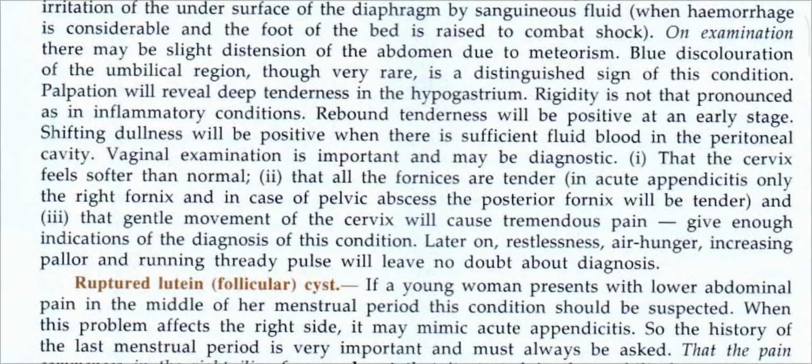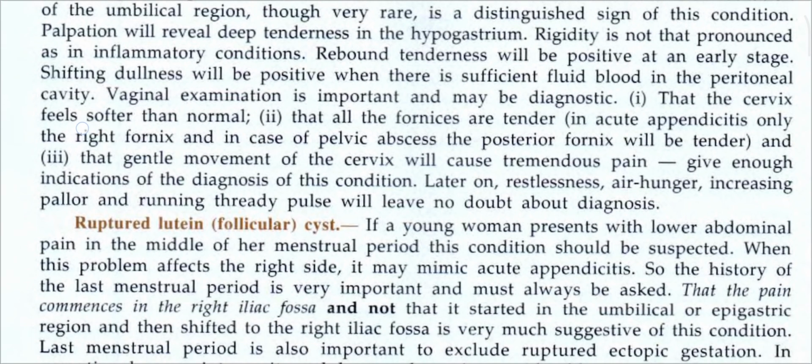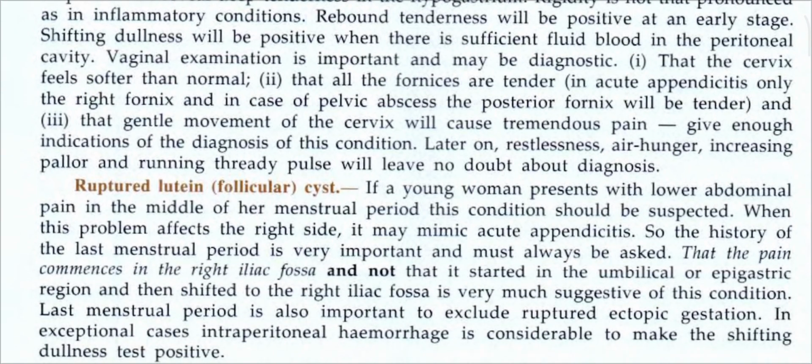Vaginal examination is important and may be diagnostic, in that the cervix feels softer than normal. All the fornices are tender in acute appendicitis. Only the right fornix, and in case of pelvic abscess the posterior fornix, will be tender. The gentle movement of the cervix will cause tremendous pain and give enough indication of the diagnosis of this condition. Later on, restlessness, air hunger, increasing pallor, and a running steady pulse will leave no doubt about the diagnosis.